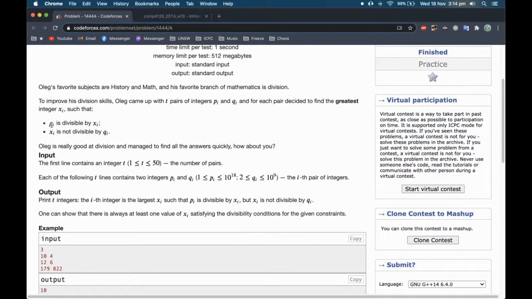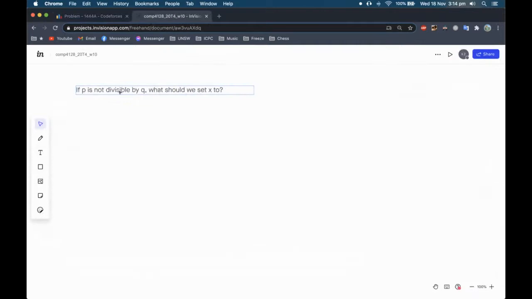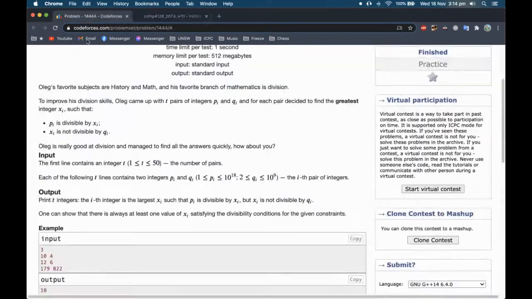P is divisible by X. Well, P is divisible by P, right? So that's going to be true. P is not divisible by Q. Well, we've made this assumption here. So if we set X equal to P, then this condition will also be true as well. So both conditions will be met.